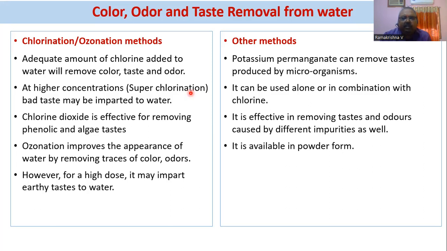Some other methods: potassium permanganate can remove taste produced by microorganisms. It can also be used alone or in combination with chlorine. It is effective in removing taste and odors caused by different impurities. And this is available even in powdered form. So these are some of the methods for removal of some impurities in the water.